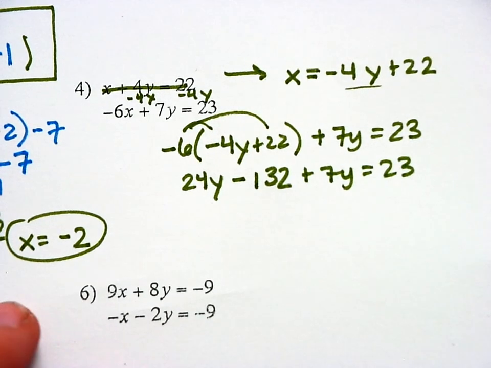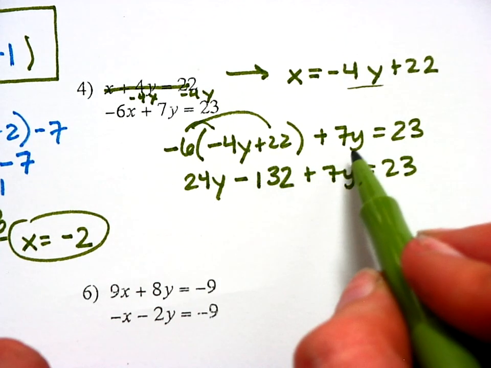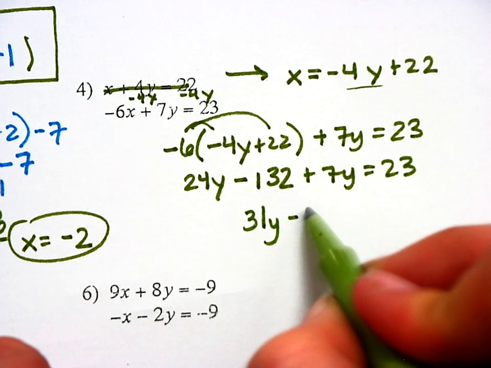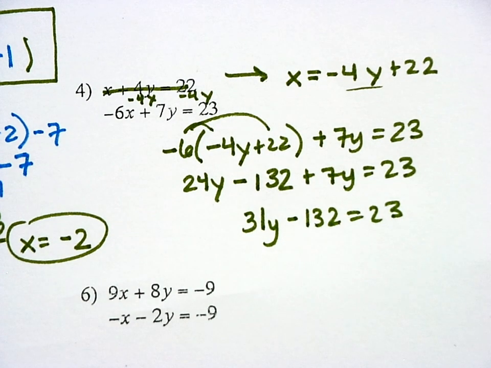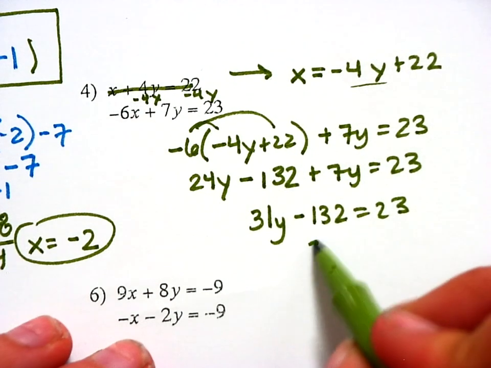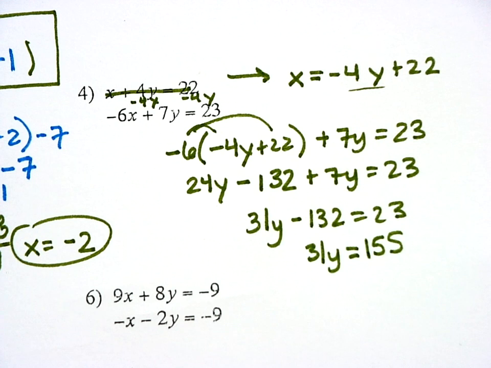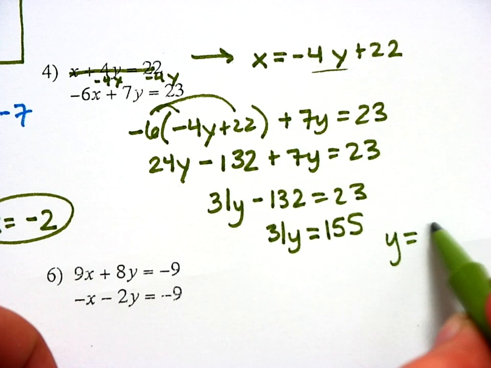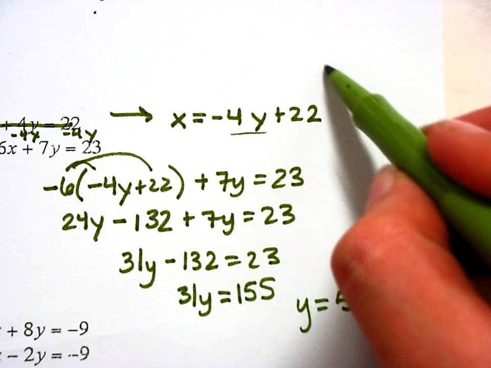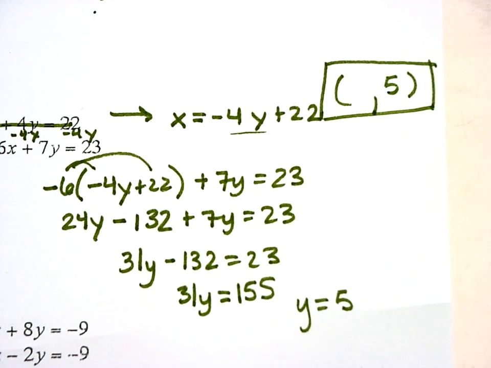And then we're just going to simplify, solve for y. So I can combine like terms. I've got a 24y and a 7y. So that's going to give me a 31y minus 132. We're going to add 132 to both sides. So that's going to give me 31y equals 155. And then we're going to divide both sides by 31. That actually gives me a nice number. Y is going to be 5. So again, I always like to start off my answer once I already know one of the values. So I know my answer is going to be something, comma 5.